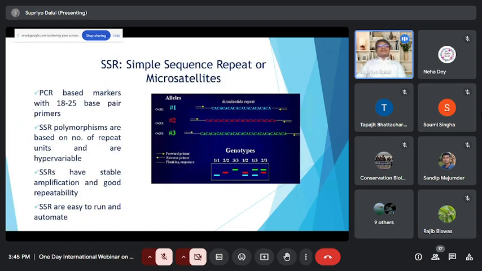So PCR based markers or SSR, simple sequence repeats, or microsatellites, are small markers, 18 to 25 base pair primers. So SSR polymorphisms are based on the number of repeat units and hyper variable region.